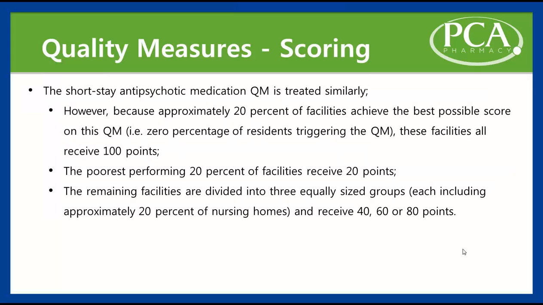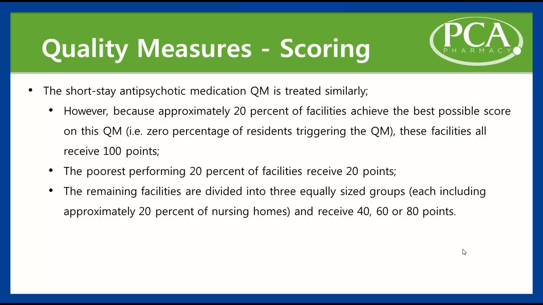In this situation, about 20% of facilities achieved the best possible score, or 0% of residents on a short stay antipsychotic. Those facilities receive 100 points. The poorest performing group received 20 points, and that's about 20% of facilities. The rest are divided into 3 groups and receive 40, 60, or 80 points.